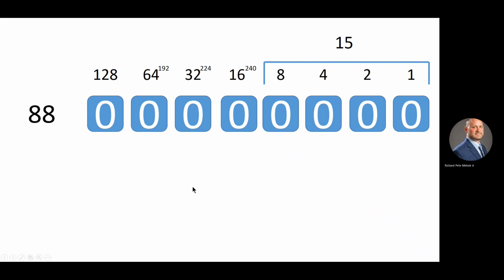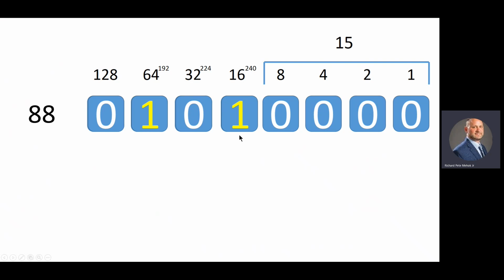So 88, let's start from left to right. So 128's off, 64 gets turned on, 32. Oh, so what do we need here? What is 16? 64 and 16. Oh, that's 80. So now we need 8. Oh, easy. Boom. And then turn off the rest. Boom, boom. So 64 plus 16 is 80.